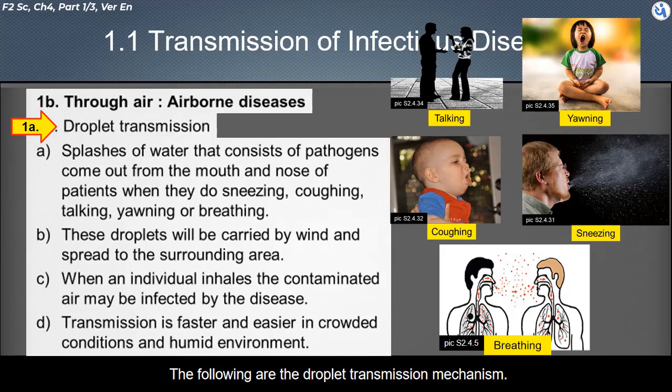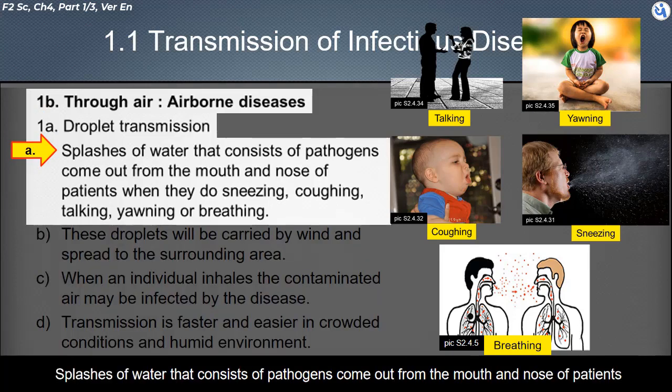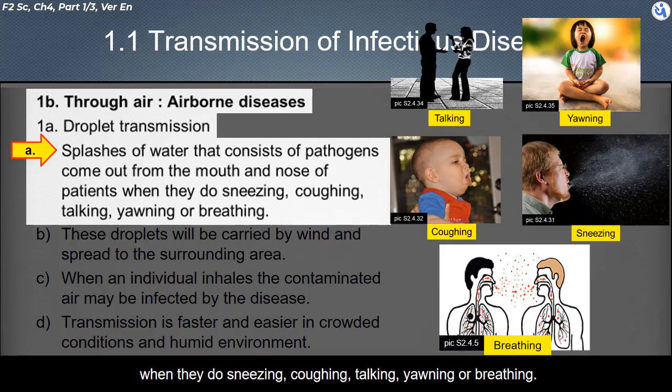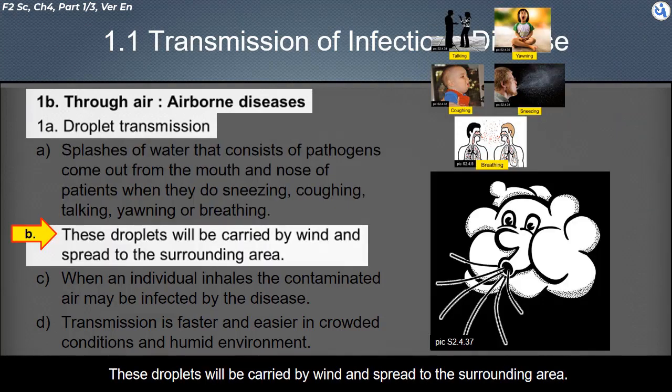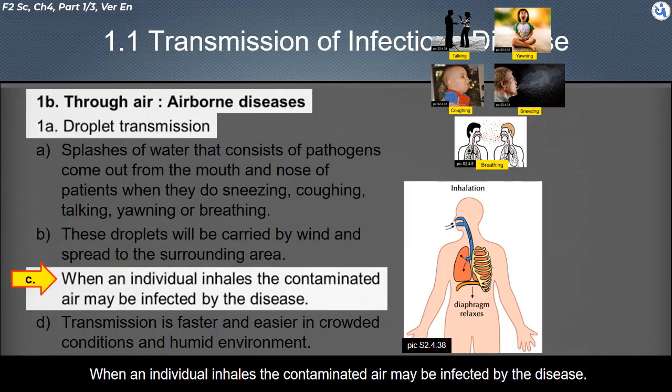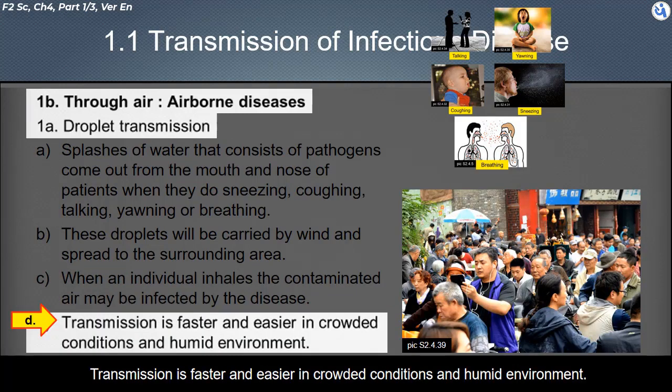The following is the droplet transmission mechanism. Splashes of water come out from the mouth and nose of patients when they are sneezing, coughing, talking, yawning, or breathing. These droplets will be carried by wind and spread to the surrounding area. When an individual inhales the contaminated air, they may be infected by the disease. Transmission is faster and easier in crowded conditions and humid environments.